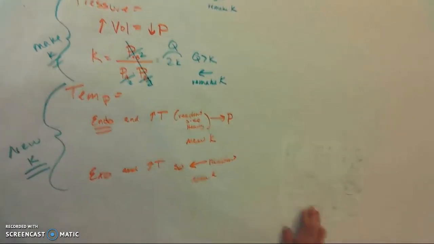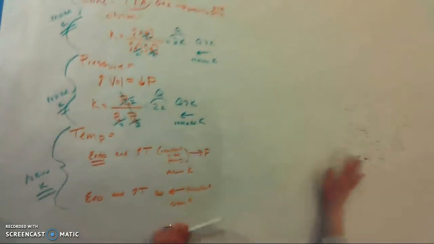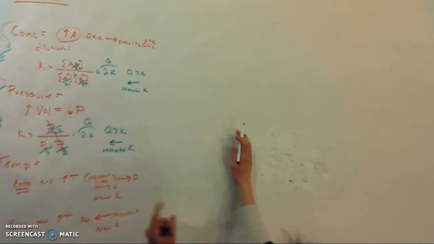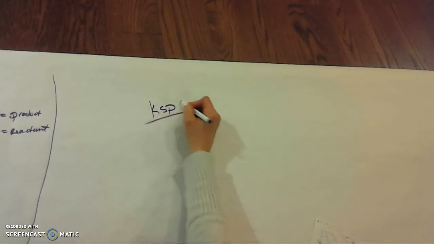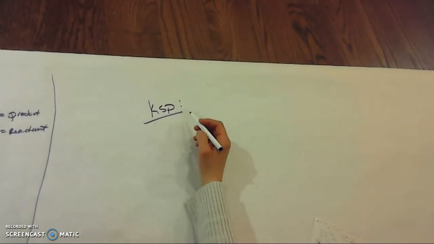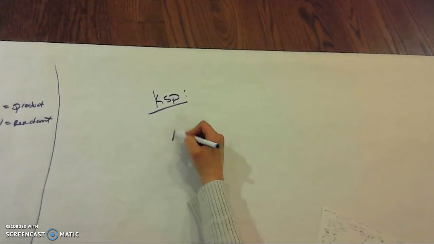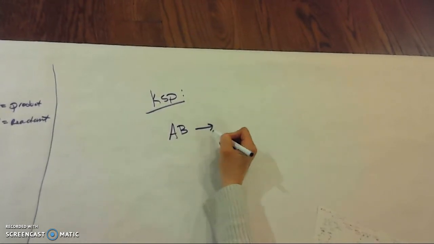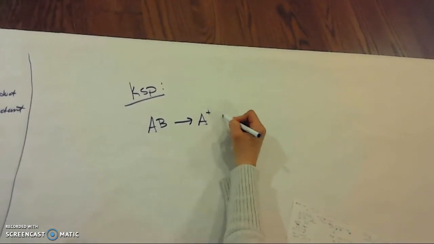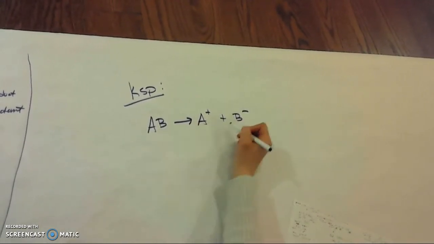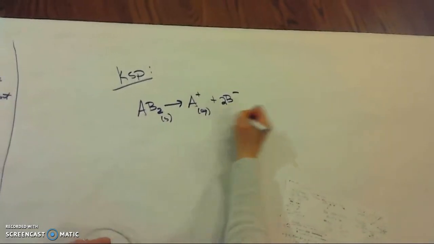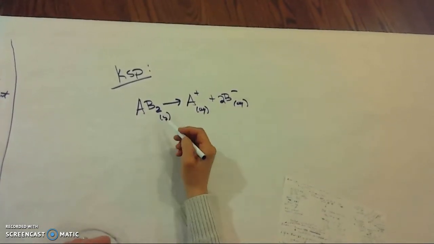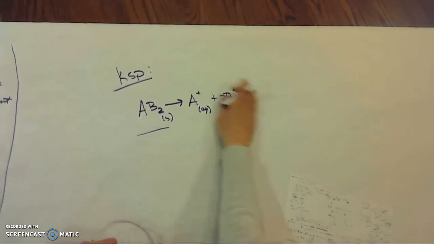So now that we've covered those things, we've got to move ourselves to Ksp. The next big topic we talked about is Ksp. That's the idea of a solubility product constant. That's when you take something like AB and it breaks down into its ions. So I'm going to make this different and go AB2 here. This is my solid and here are my aqueous ions. So in a solubility product constant, you have a solid and it makes its aqueous ions.